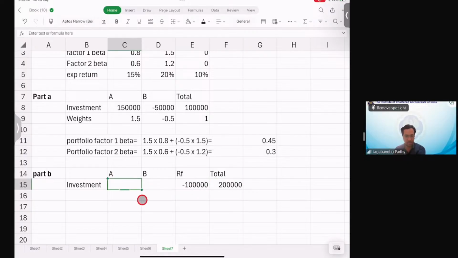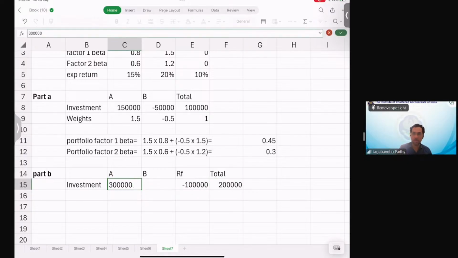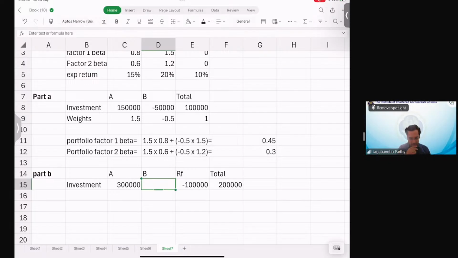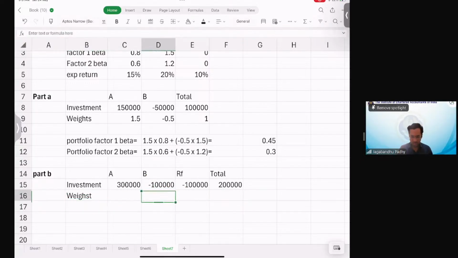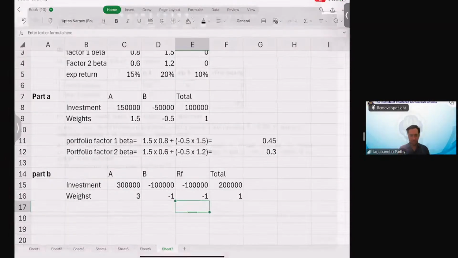So even the investment in A won't be 1 lakh 50, now it is going to be worth 3 lakh, and for B it is going to be worth minus 1 lakh. So it's like you had 1 lakh, you bought another 1 lakh by borrowing at risk-free rate, and then you simply applied this. Right? So everything gets doubled. So now we can definitely talk of the weights. Total weightage is 1. This is going to be weightage of 3, minus 1. Here it is minus 1.